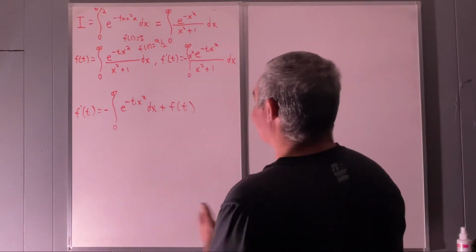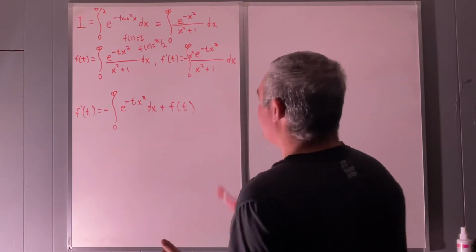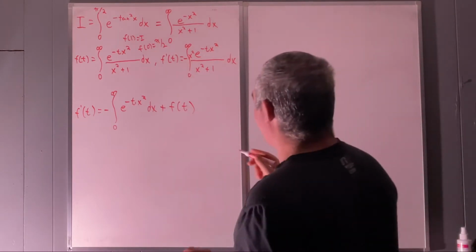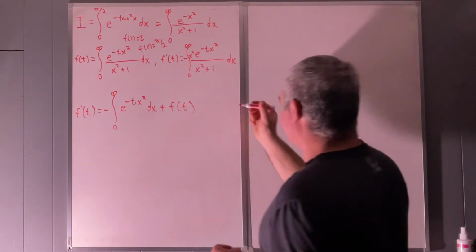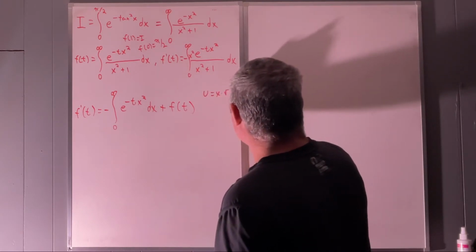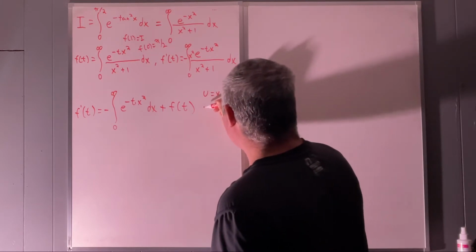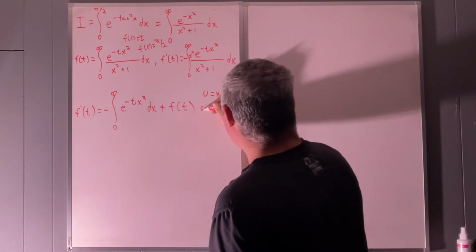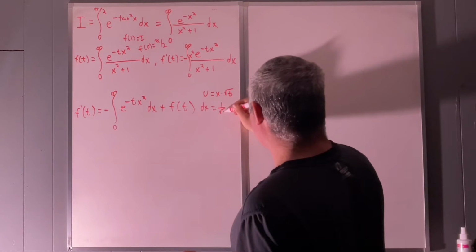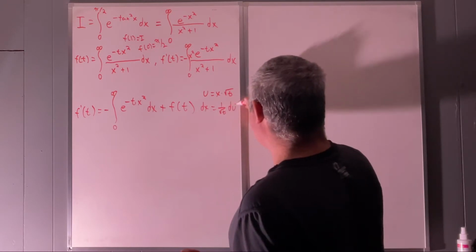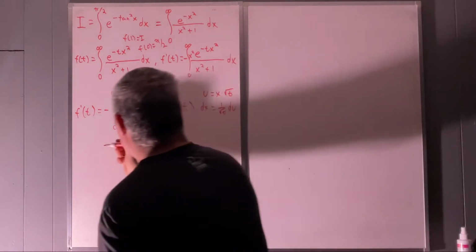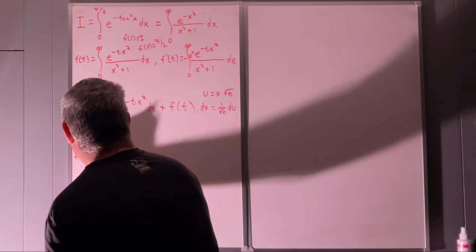So for our next step, we can just go ahead and evaluate that. I'm not gonna rewrite it on another line. Basically, let's just say that u is equal to x times the square root of t. That will give us dx is equal to 1 over the square root of t du. Right? All right.